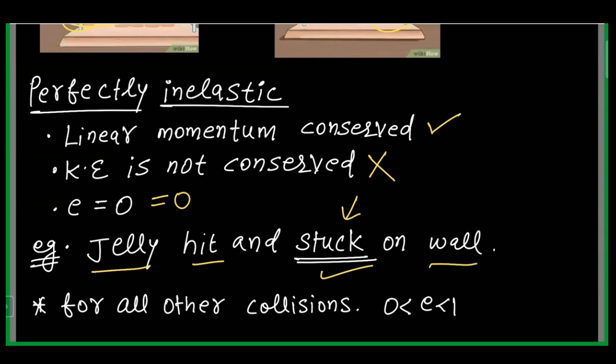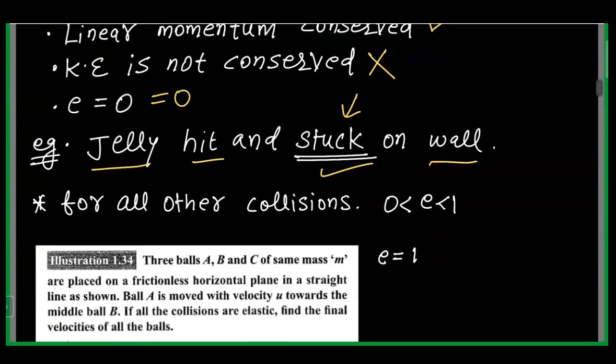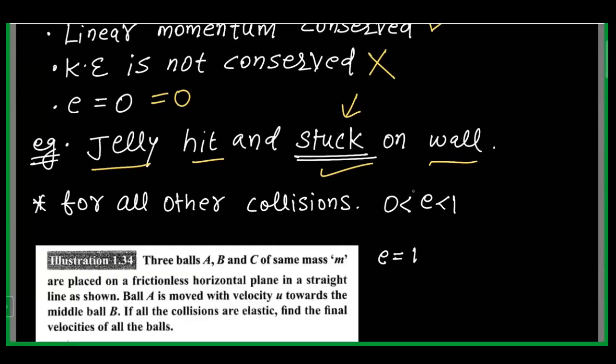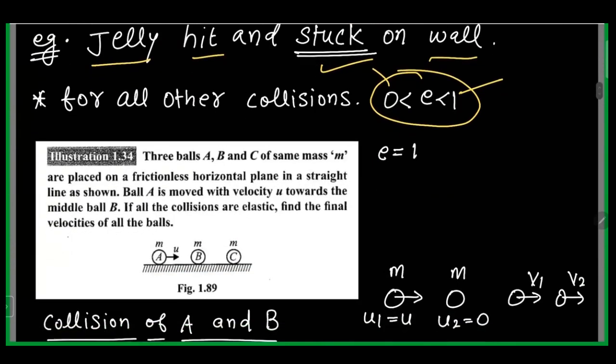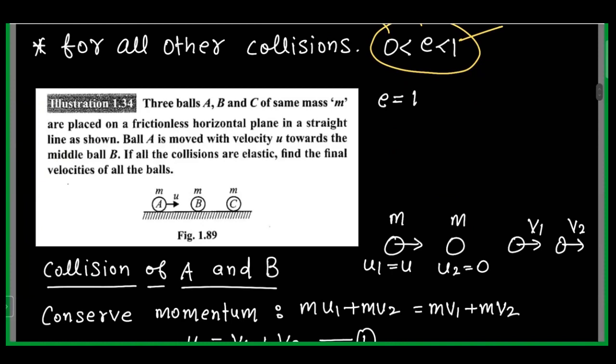So always remember that the examples in which the things are stuck are known as perfectly inelastic collision. For all other collisions, there is never perfectly elastic, never perfectly inelastic. The collisions are always in between. So for all in between collisions, E lies between 0 and 1. So 1 is for perfectly elastic, 0 is for perfectly inelastic, and for all others, it is between 0 to 1. Okay. Let's move to the next part.